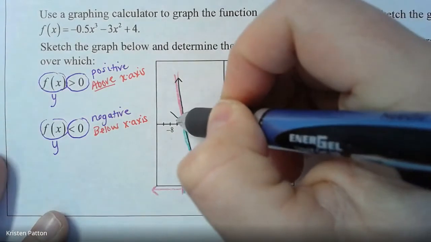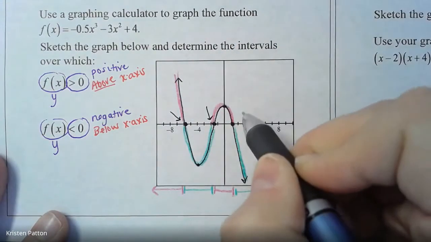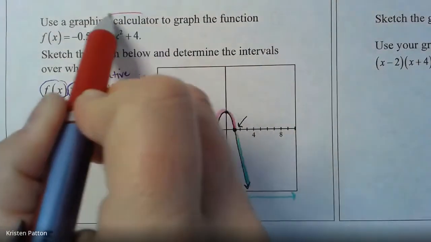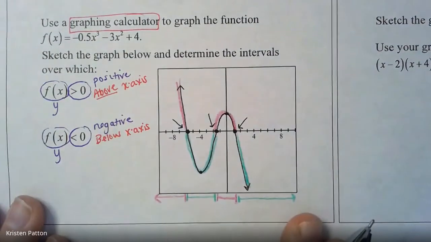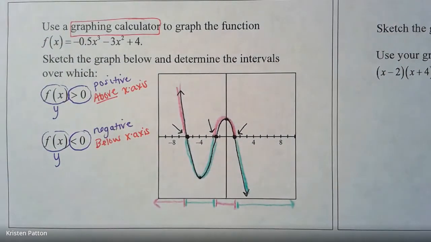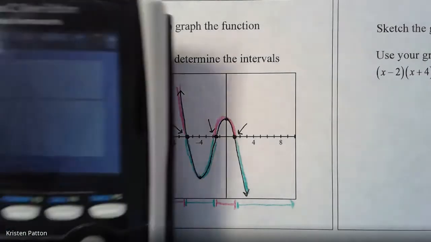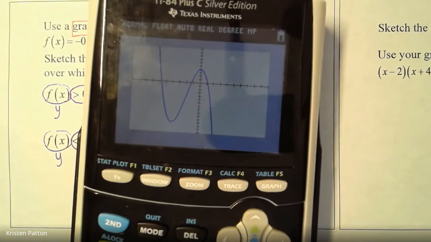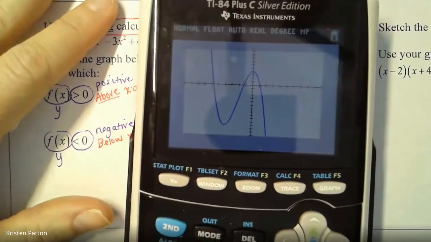So I need to go find those x values. I need to go find those zeros. I'm not going to eyeball it. I was given the gift of a graphing calculator. And when we're given a graphing calculator to use, we should come up with the best answers that we can. So let's go back to our calculators. I'm going to just put this right in the center here. Sorry, got some glare.